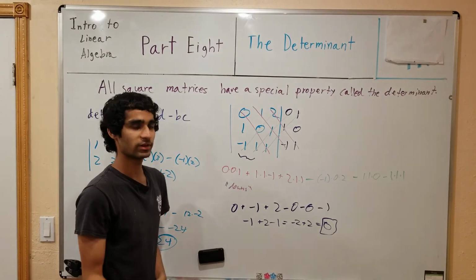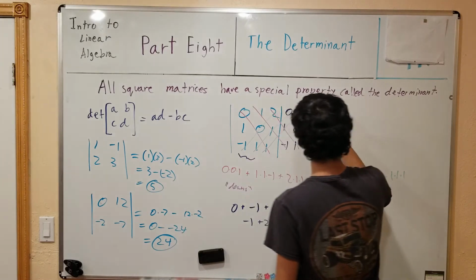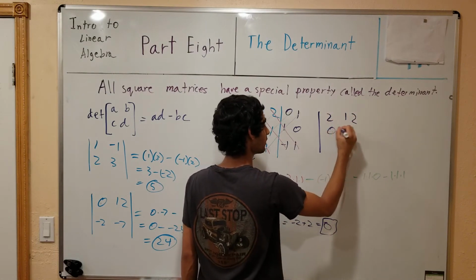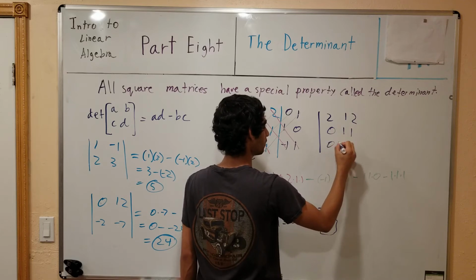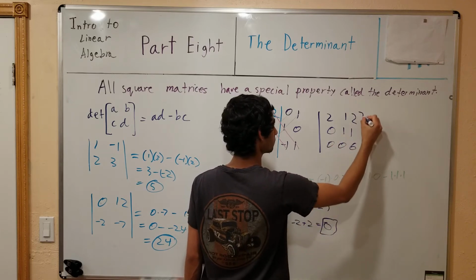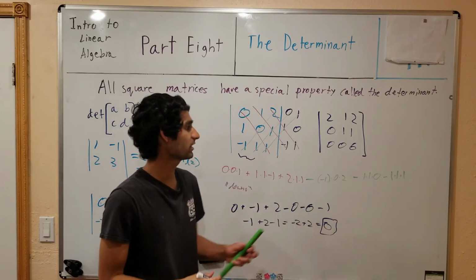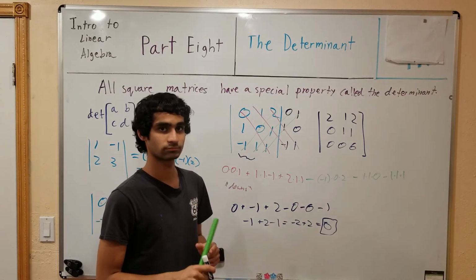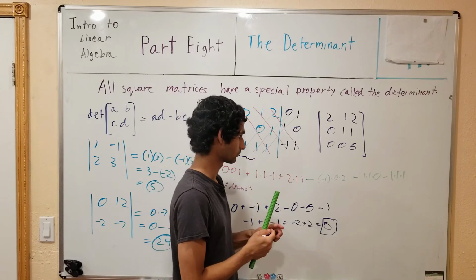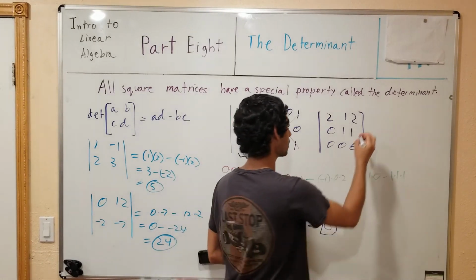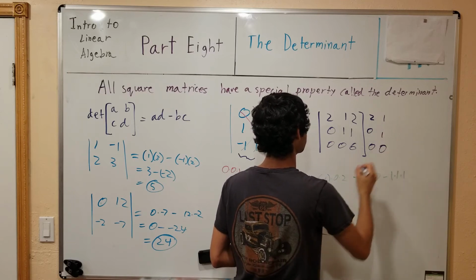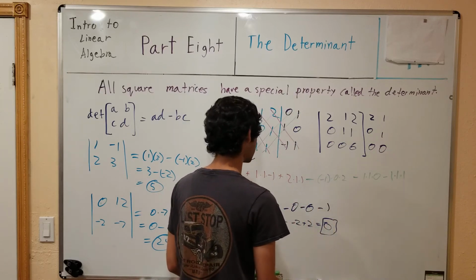Let's run through one more example. This matrix over here, 2, 1, 2, 0, 1, 1, 0, 0, 6. Can you find the determinant of this matrix? Well, copy over the left two columns. Draw our ups and downs.